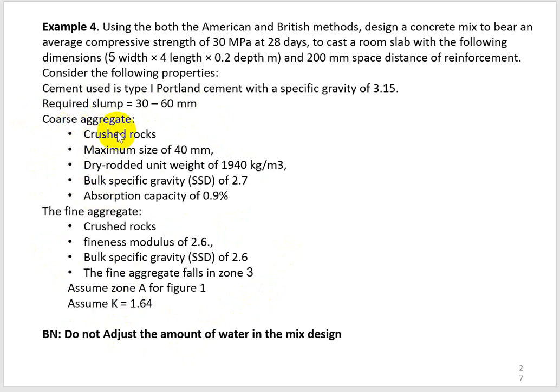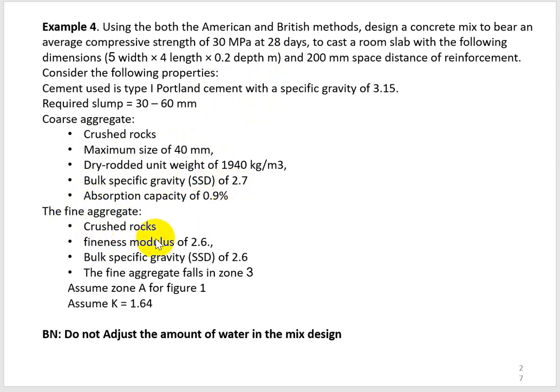So in terms of the coarse aggregate crushed rocks, maximum size of aggregate is provided, dry rodded unit weight that we need to use in the American method, so it's provided under the coarse aggregate. We have the bulk specific gravity and absorption capacity.